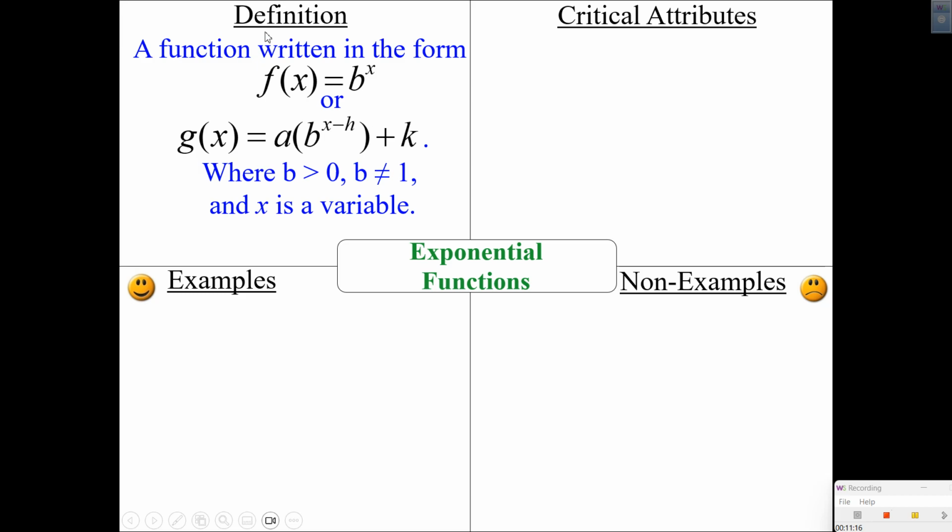Definition. A function written in the form f of x equals b to the x power. Or its transformation rule, g of x equals a times b to the x minus h plus k, where b has to be greater than 0 and b cannot equal 1. And x is a variable.